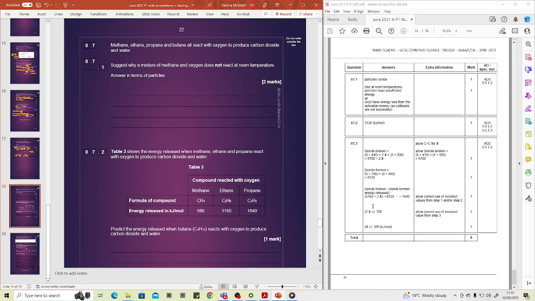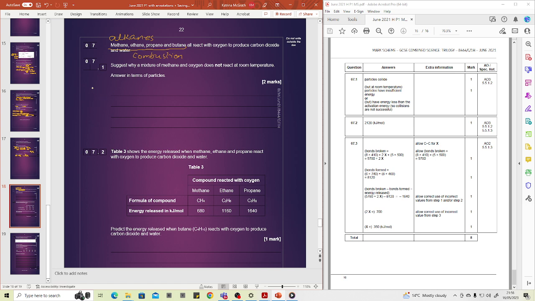Question 7. It's asking us about alkanes. Methane, ethane, propane and butane all react with oxygen to produce carbon dioxide and water, combustion. Suggest why a mixture of methane and oxygen does not react at room temperature. Answer in terms of particles.